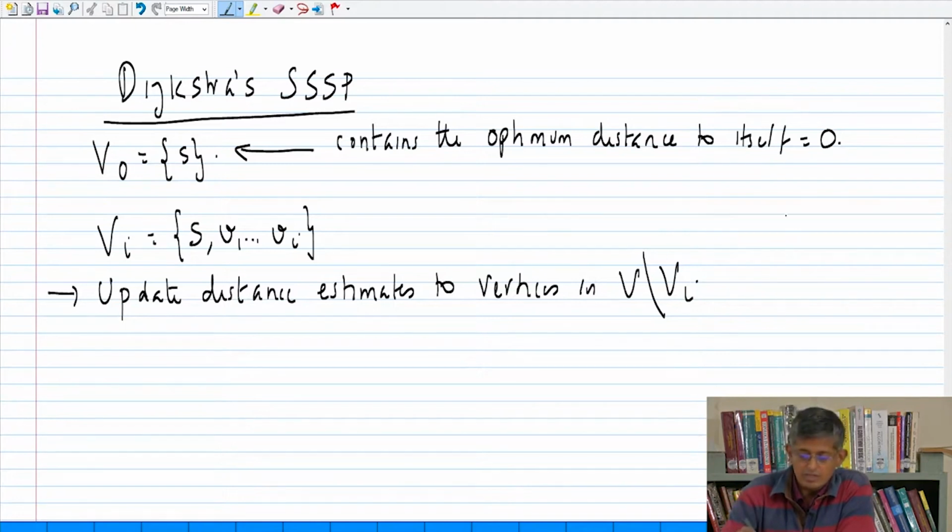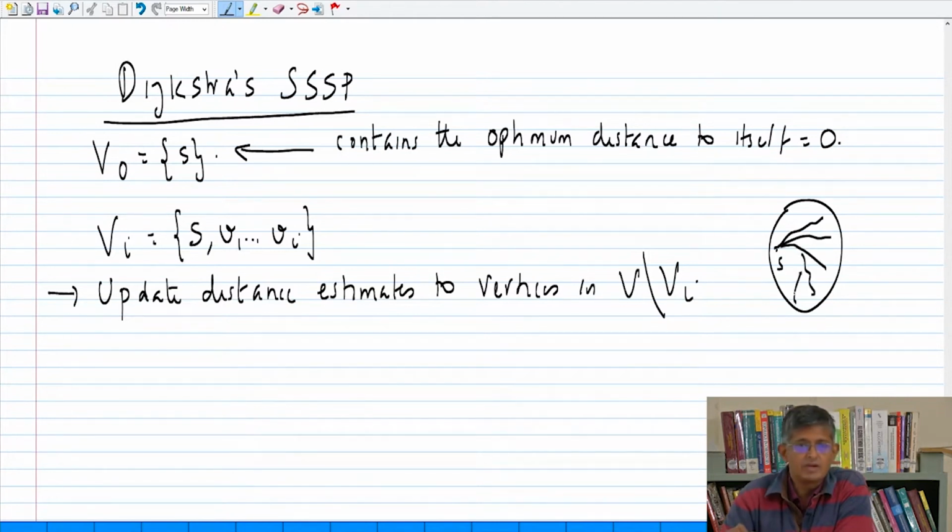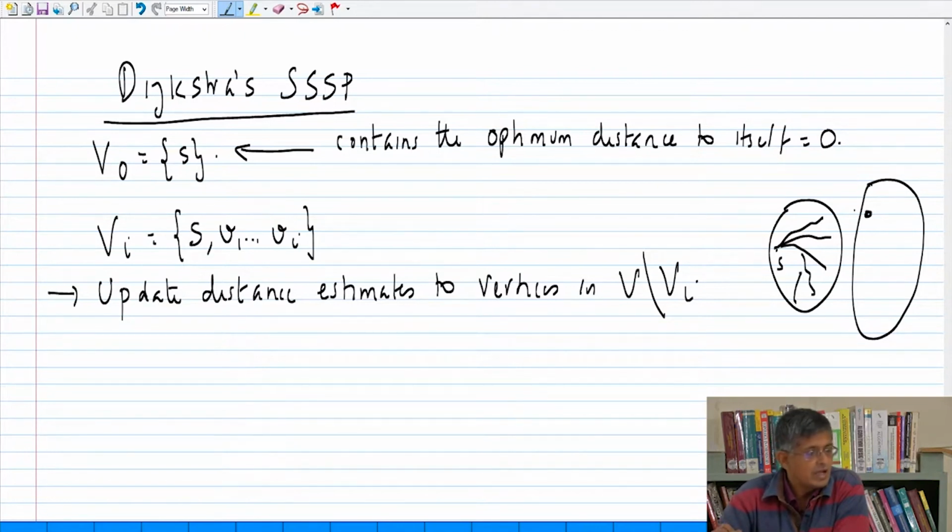So what is the picture? You have S and you have the shortest path information to a whole set of vertices, and now there is a set of vertices for which you have not calculated the distance estimate. So you look at this particular vertex and you are going to update the distance estimate. How are you going to update it? Using a crucial property of the shortest path: if you have the shortest path between 2 points, then you actually have the shortest path between every pair of intermediate points on the shortest path.